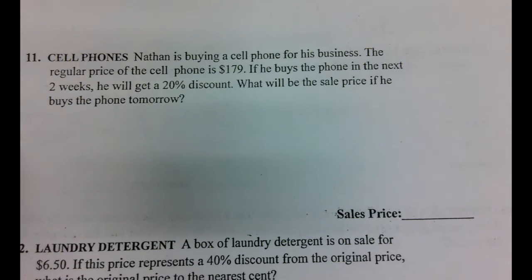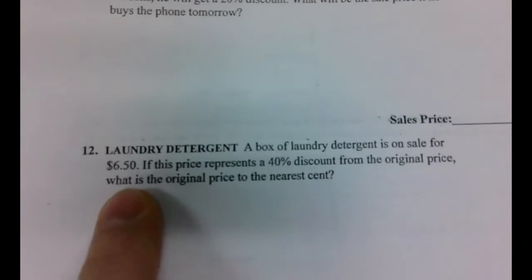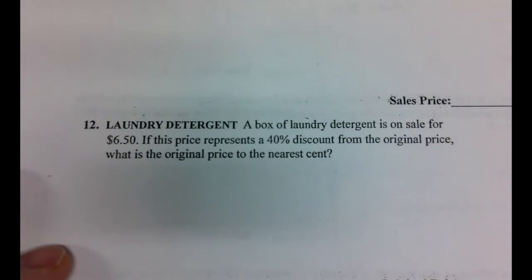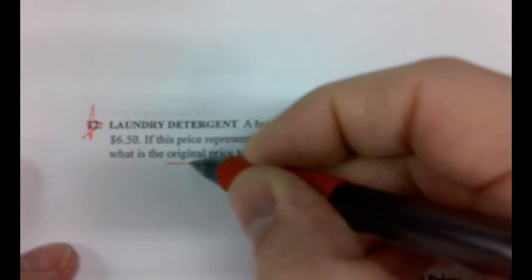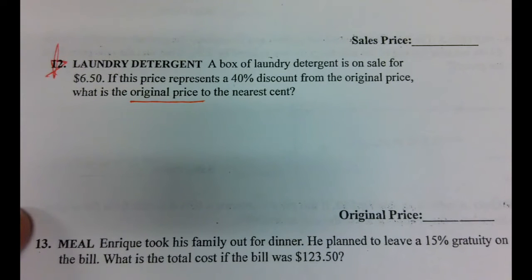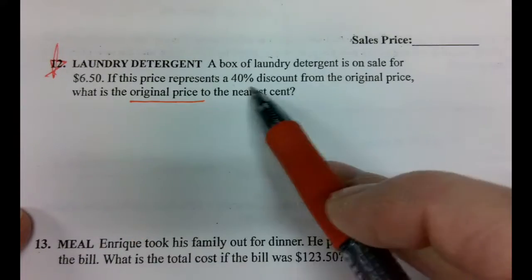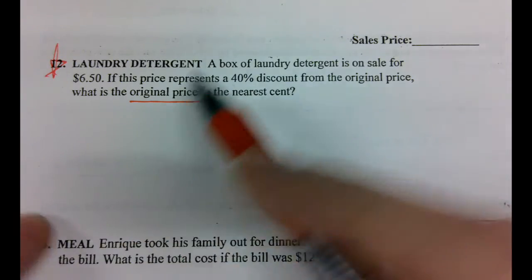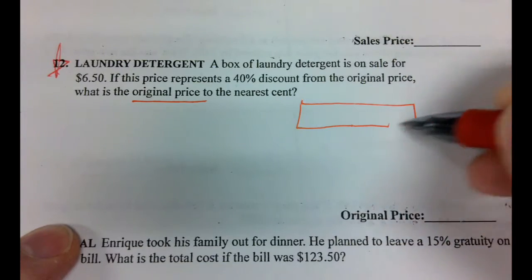Please look at number 12. Put a star on number 12. Why? Because the question says to find the original price. So you know that it's on sale for $6.50. It was 40% off. What was it originally? Anytime they say original price, there's only one way to figure this out. Everyone say one way. That one way is drawing this box, which represents 100%.